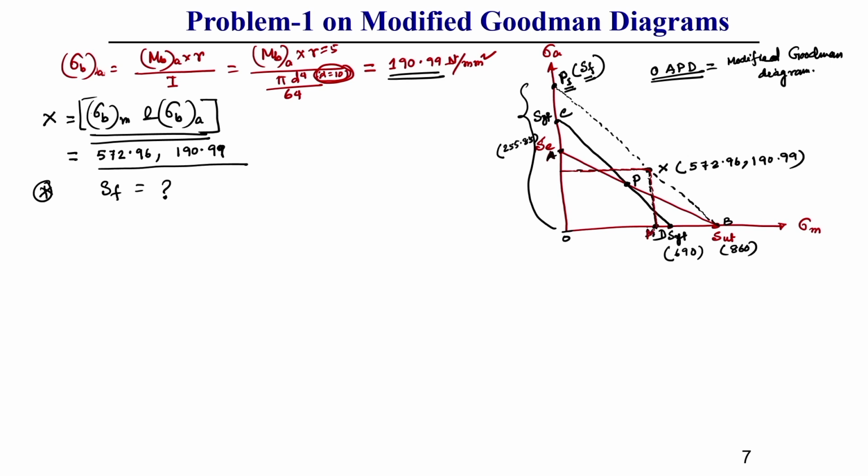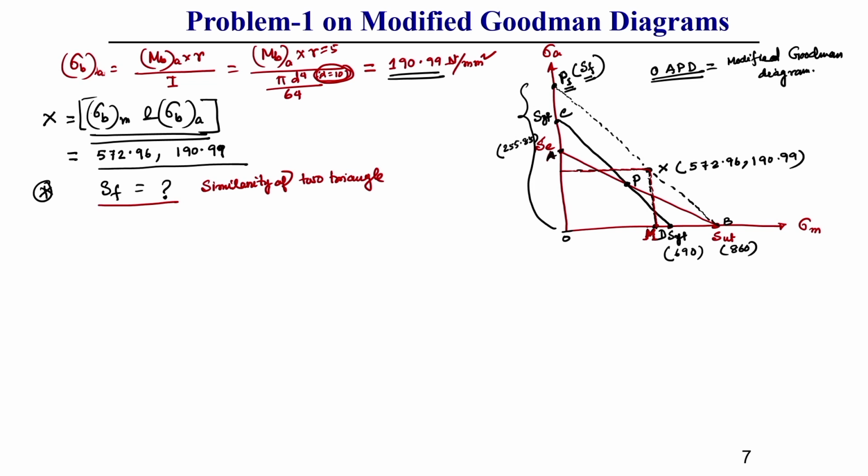This point, which is cutting with the abscissa, let us consider as M. So, to find out the SF, what we need to do? For finding out this SF value, we will consider the similarity of two triangles. What are the similarity of two triangles?